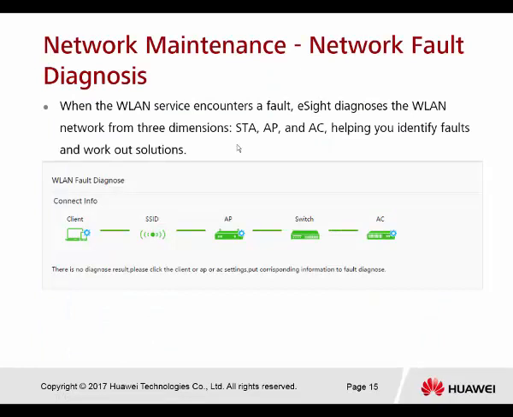Then the next one is for maintenance, the network fault diagnosis. When the WLAN service encounters a fault, eSight diagnoses the WLAN network from 3 dimensions: SDA, AP, and AC, helping you identify the fault and work out the solution. So basically just a single click on it. It's very simple. You just click on those icons, like if I want to scan whether there is any error on the SDA connections, or the AP, or maybe my controller, because in one environment they might be using more than one AP.